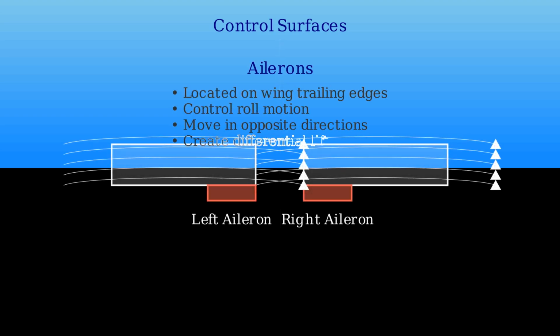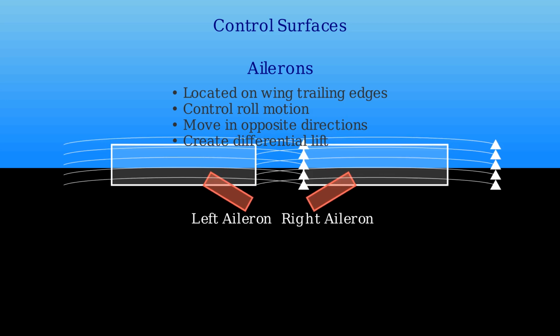Ailerons are control surfaces located on the trailing edges of the wings. They work in opposite directions. When one goes up, the other goes down. This creates differential lift, causing the aircraft to roll.